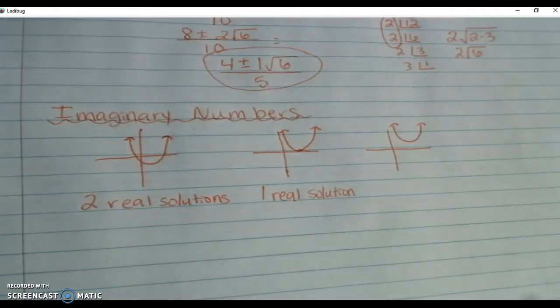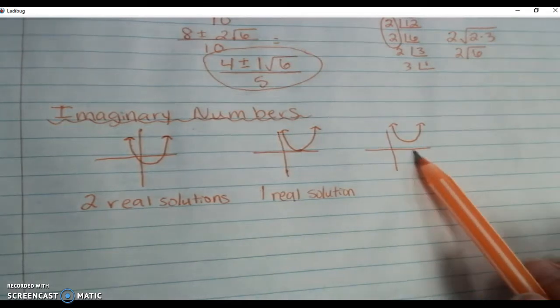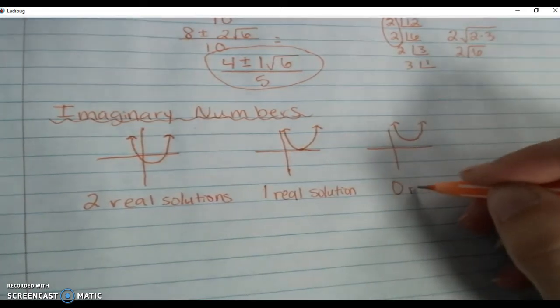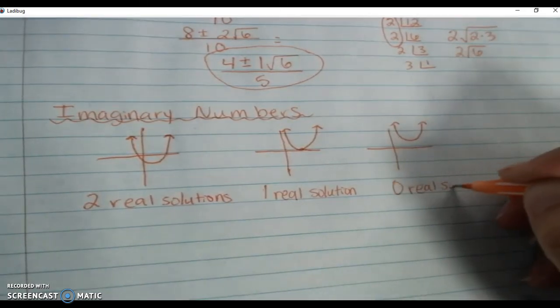Okay. And so that's called a double root. So maybe your answer is 3. So it's just 1 real solution, but it's called a double root because every quadratic has to have 2 answers. But if we look at this last one, how many times does it cross the x-axis? None. So it has 0 real solutions.